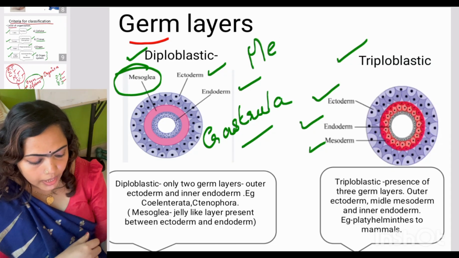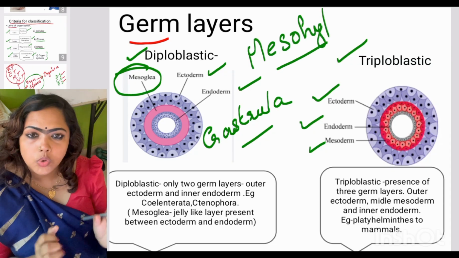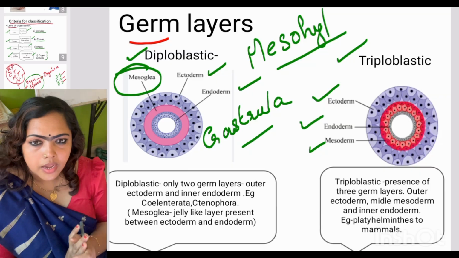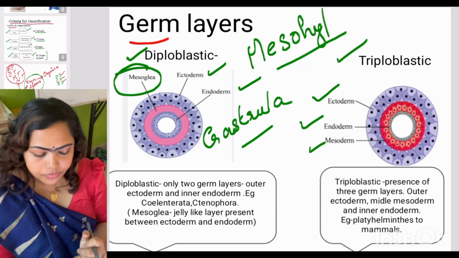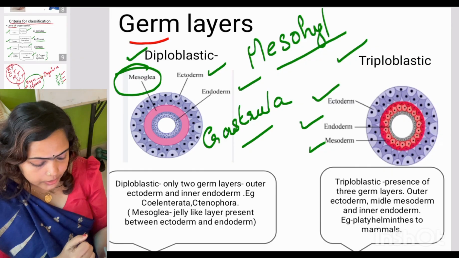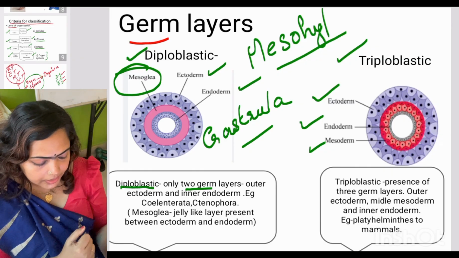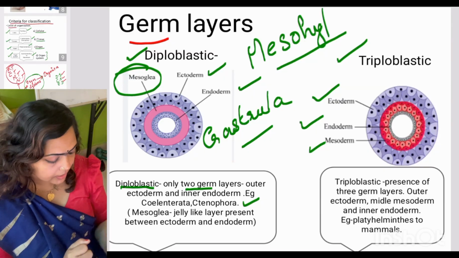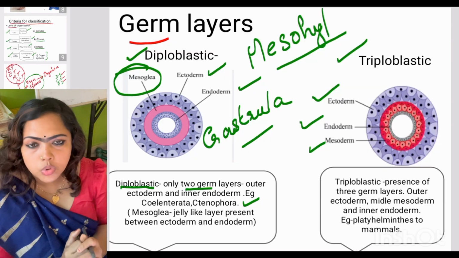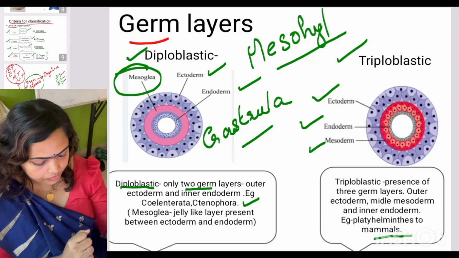That means mesohyle is present in Porifera, mesoglea is present in Coelenterata, while other organisms or higher organisms are triploblastic. Diploblastic, I told you, two germ layers. Example, Coelenterata and Ctenophora. And then triploblastic, three germ layers are there. Example, Platyhelminthes to mammals.